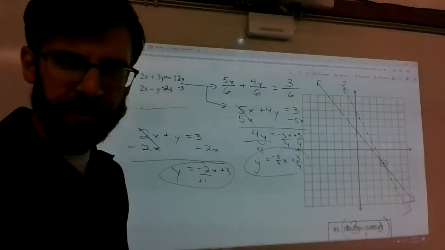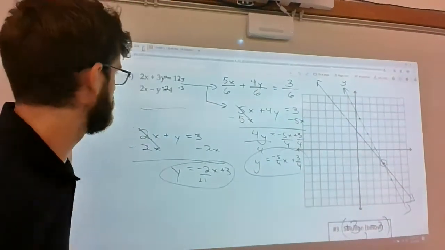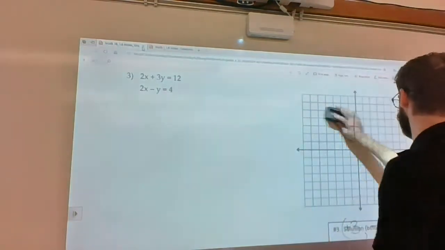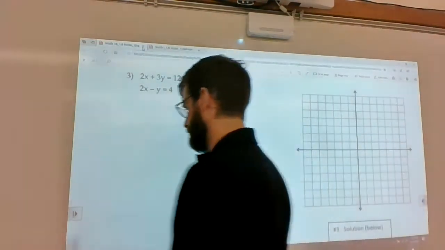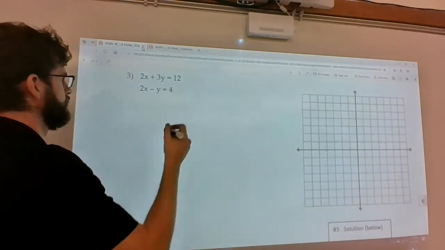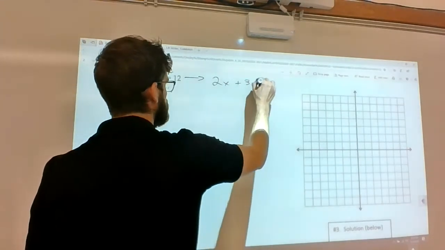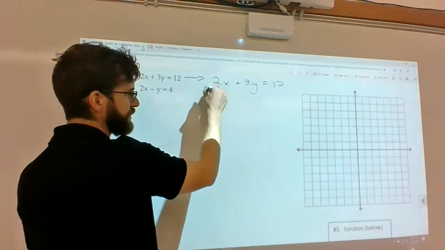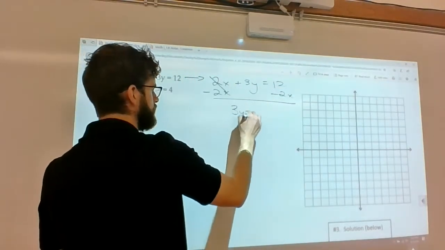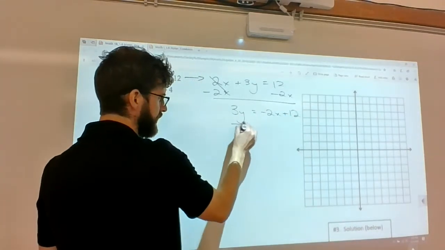Why don't you hit pause and try to do this one on your own after I erase the background. All right, so you've tried it on your own. Let's see what you came up with. Subtract 2x from both sides. Divide by 3.